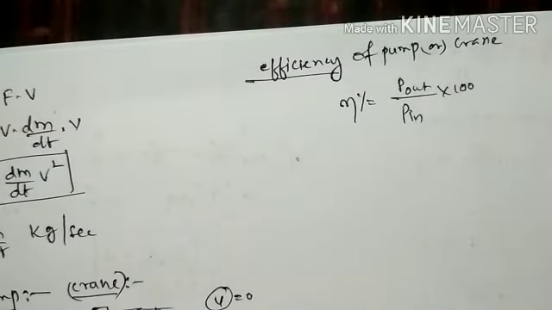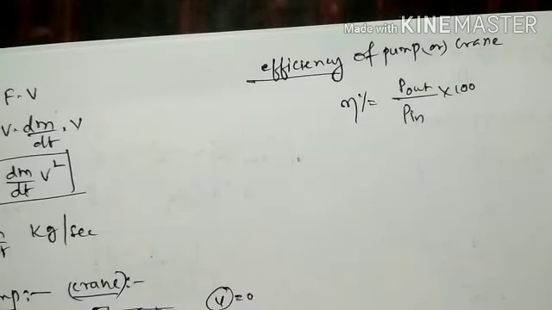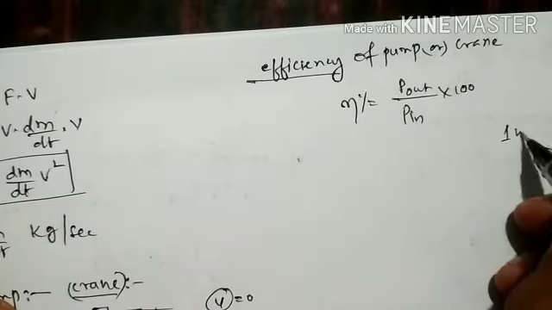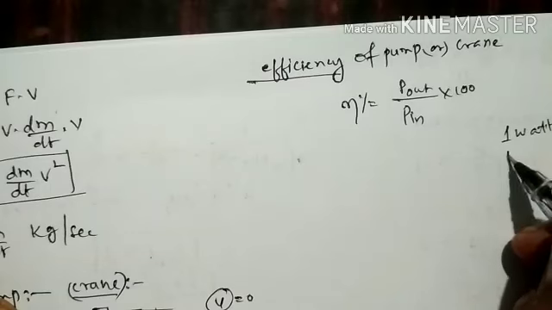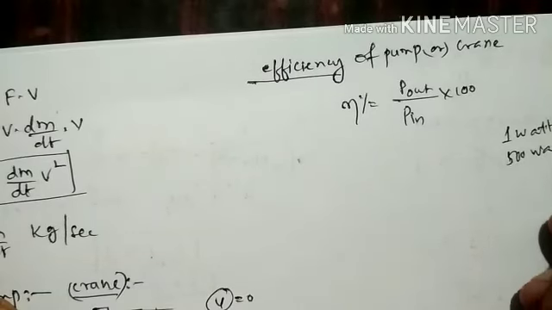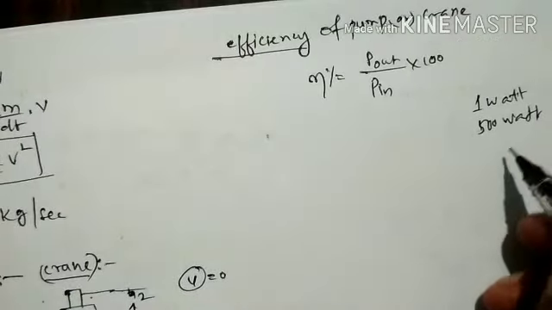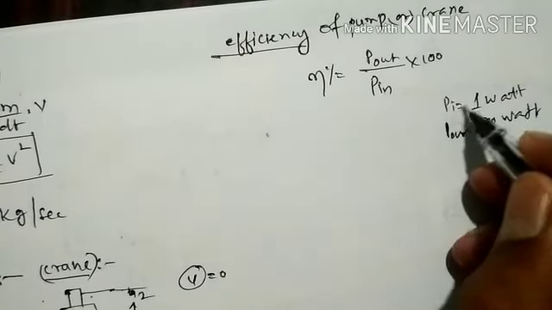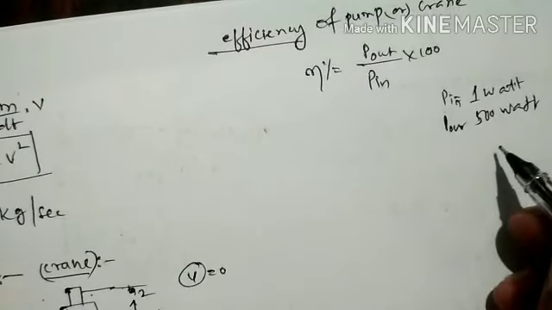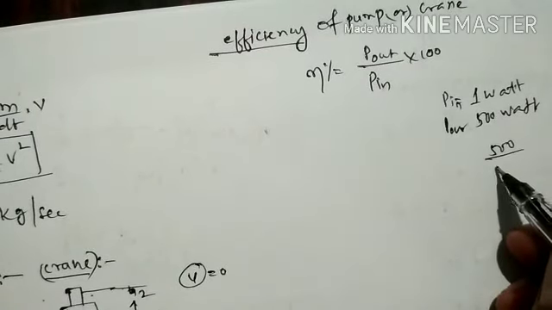So if you say that the efficiency of a motor is half, you can say it is 50%. 50% means if the motor has a power of 1 watt, it can only give an output of half a watt. So what is the percentage efficiency of this? This is the output, and this is the original value. Input means this is the original value.